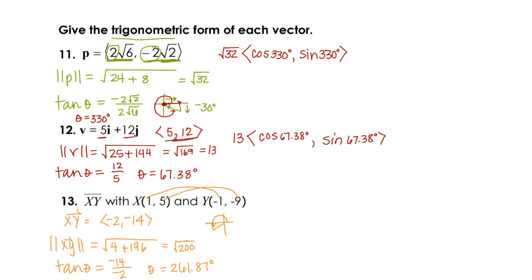The magnitude here was going to be the square root of 200 times, and then we're going to have cosine of 261.87 degrees, and then sine of 261.87 degrees.